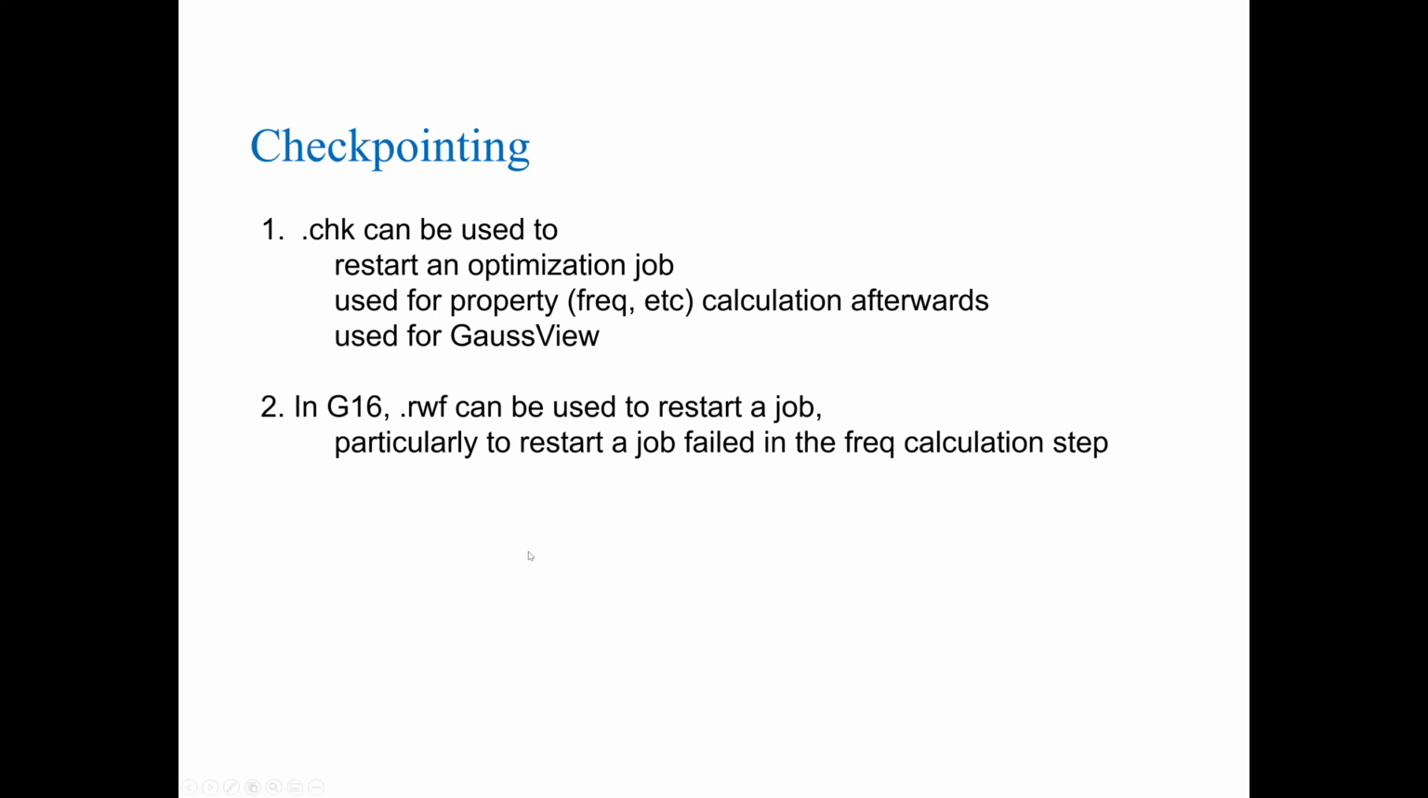Okay. And then in Gaussian 16, the read-write file is quite good for restarting any type of job. Particularly, the frequency calculation used to be a one-step calculation. It could not be restarted from a checkpoint file. Now it can be restarted from an RWF file. So that means even if you're in the middle of the frequency calculation and the job failed, you can restart it. So I think at least you need to know about those options.